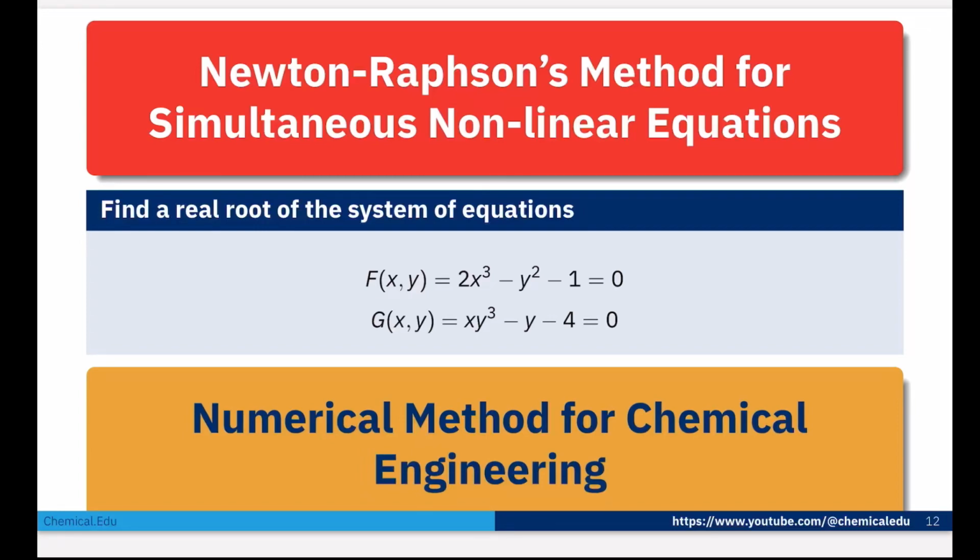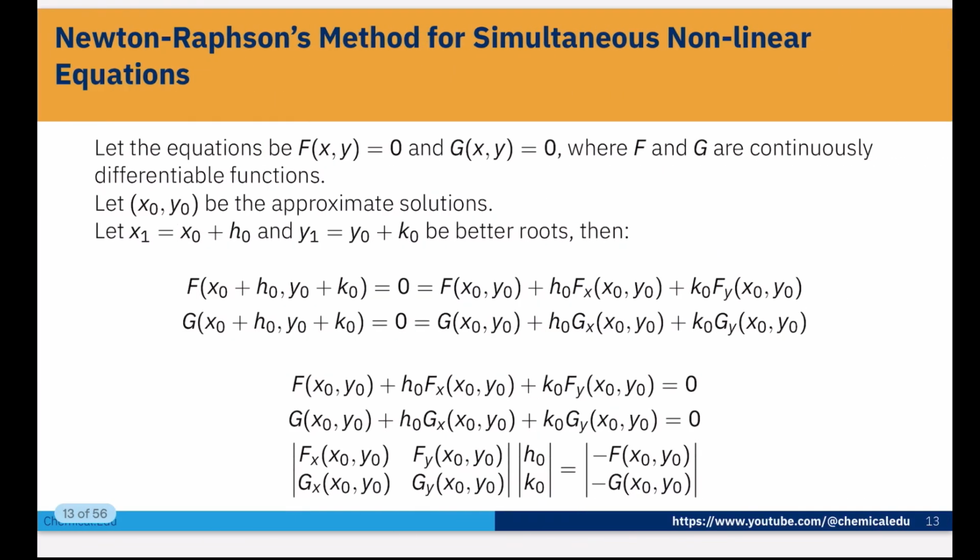Today I am going to show you how to find the real root of a system of equations by using the Newton-Raphson method for simultaneous nonlinear equations. Here two simultaneous nonlinear equations are given: f(x,y) = 2x^3 - y^2 - 1 = 0, and g(x,y) = xy^3 - y - 4 = 0. Now first, what is the theory behind it?